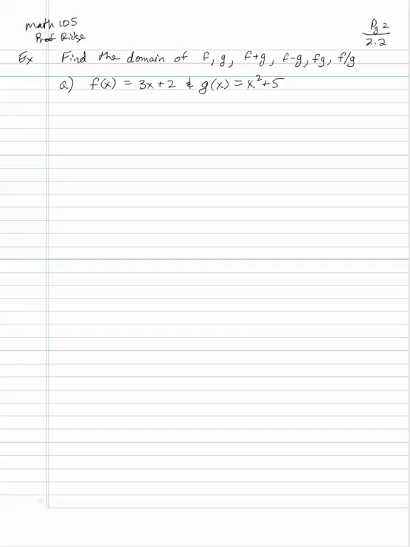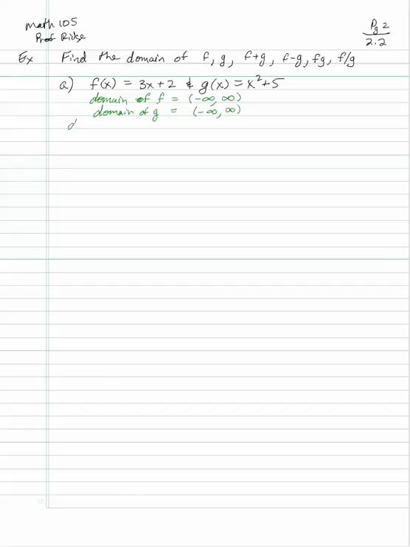Okay, let's try an example. Find the domain of f, g, f plus g, f minus g, f times g, and f divided by g. So if you recall, if it's a polynomial function or a linear equation like f, the domain is all real numbers. So pretty much we always start off with all real numbers, and then you throw out things that make it undefined. So that's negative infinity to infinity. Domain of g is the same thing. It's a parabola, so it's defined everywhere.